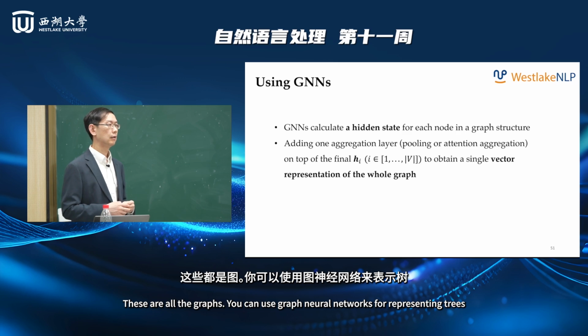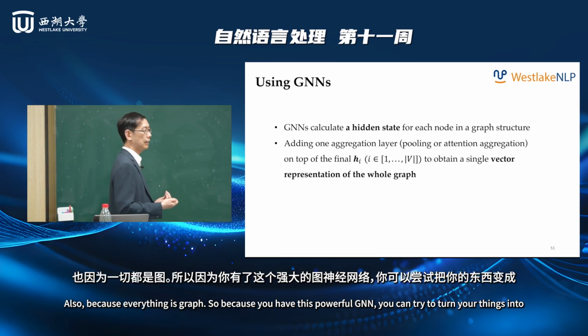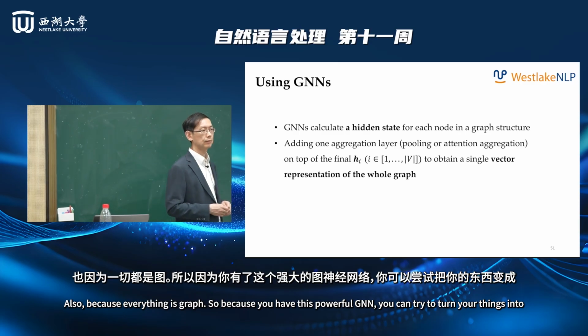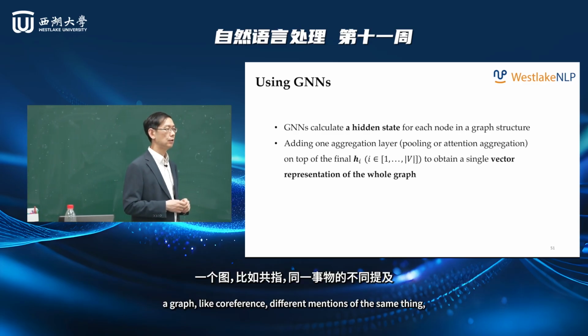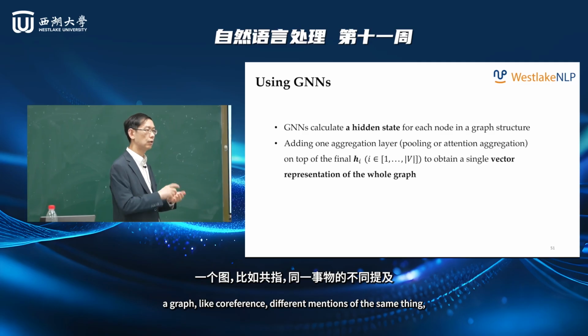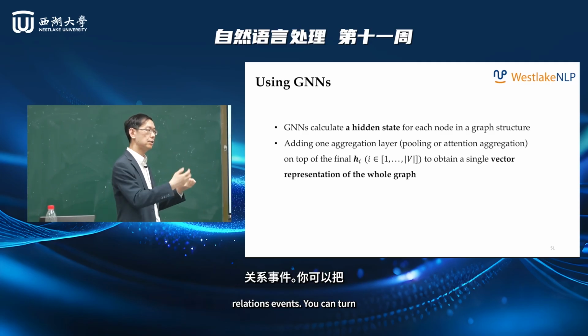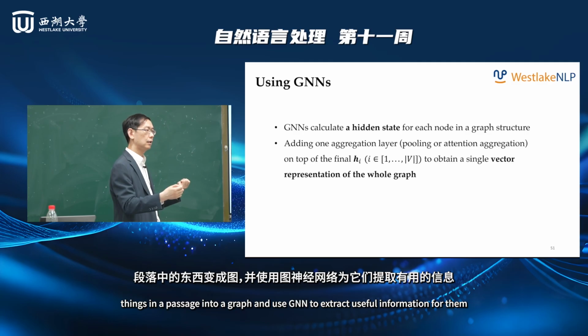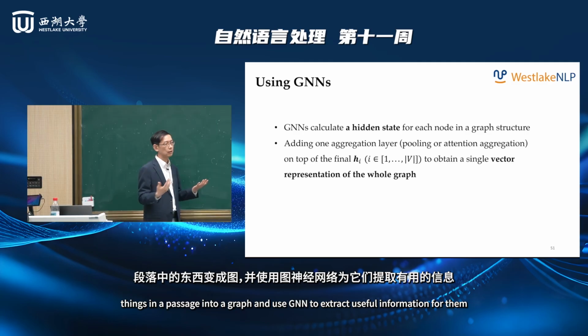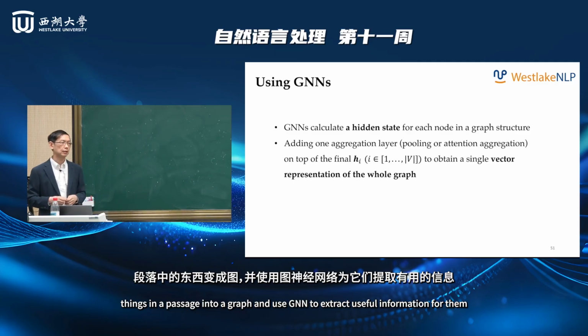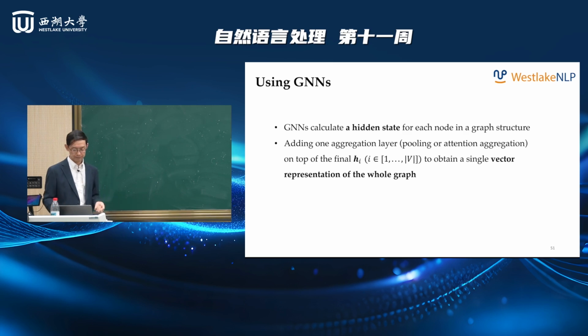So these are all graphs. You can use graph neural networks for representing trees and DAGs also, because everything is a graph. Okay? So because you have this powerful tool, GNN, you can try to turn your things into a graph, like coreference, entity mentions of the same thing, okay? Relations, events. You can turn things in a passage into a graph and use GNN to extract useful information from them.